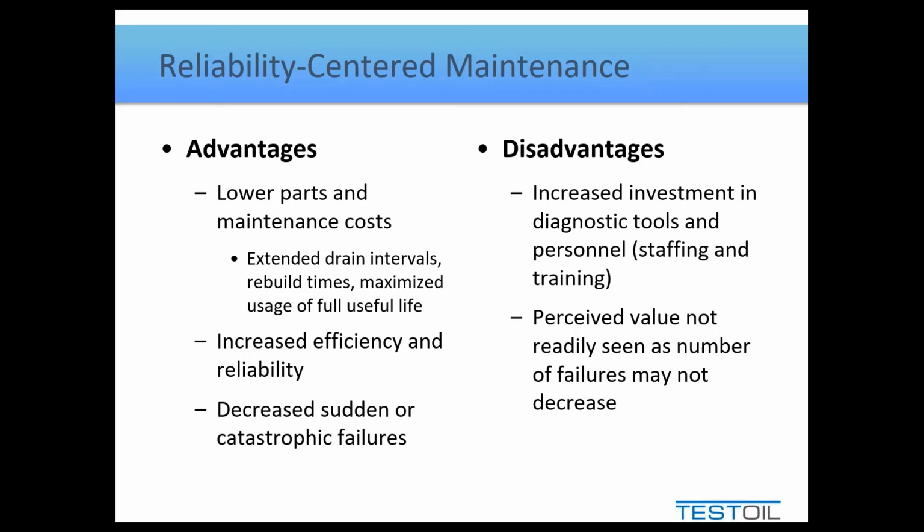It's got the lowest parts of maintenance costs because you're doing things when they need to be done and only when they need to be done and if they need to be done. You've got better efficiency and reliability because now you're preventing those catastrophic failures from occurring again and again. You should have a decrease in the sudden or catastrophic failures, but you may not actually have a decrease in the overall number of failures. You still just have failures, but they're to a lesser degree.